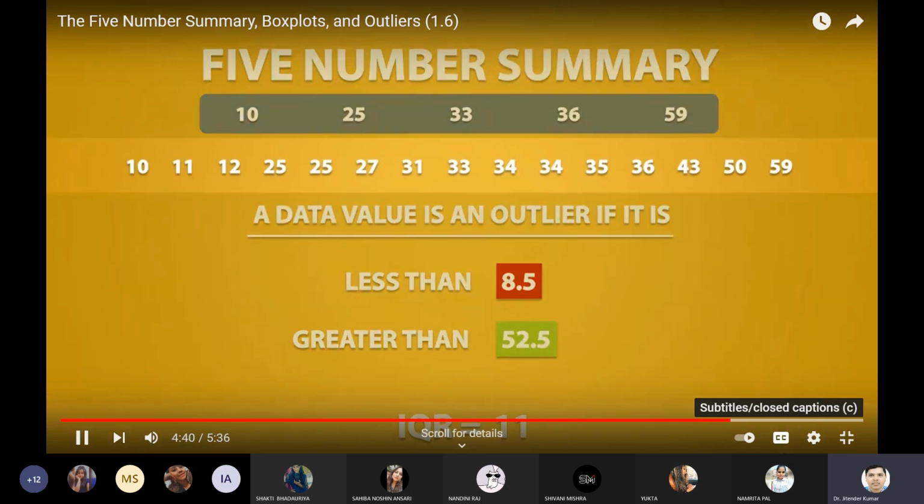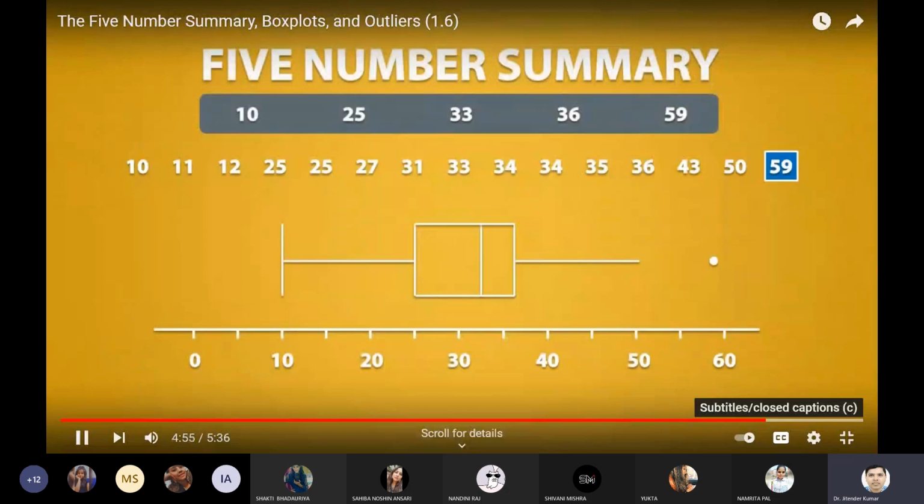If we look at our dataset, we see that no values are less than 8.5. However, we do have a value that is greater than 52.5. Therefore, we say that 59 is an outlier. And so when we make a modified box plot, we write the outlier as a dot, and the whisker will only extend to the new maximum. In this case, it is 50.